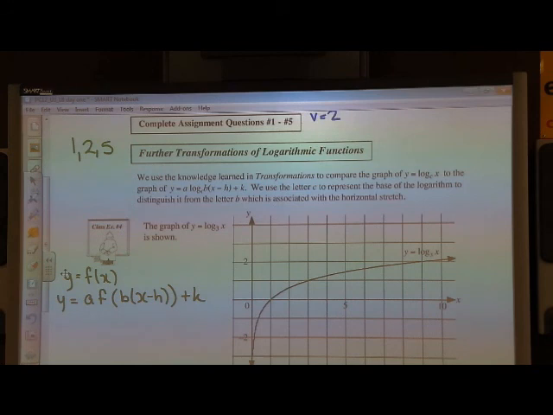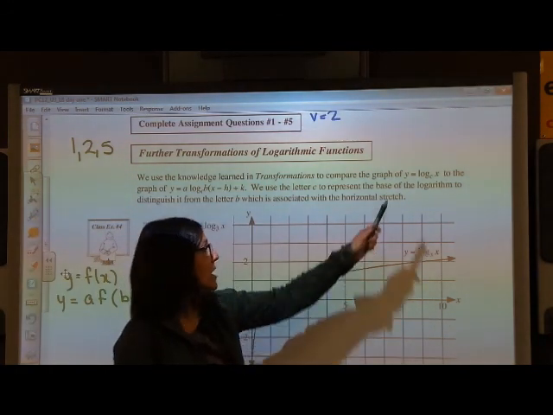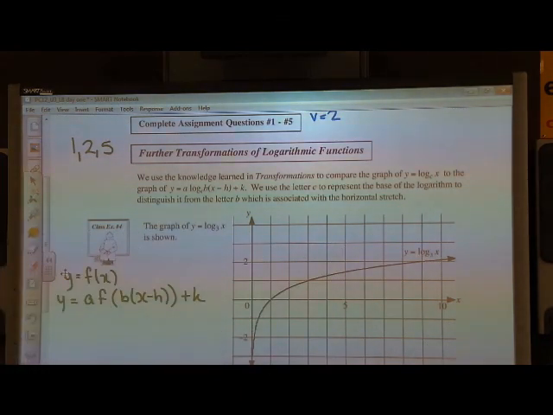So what we're going to do is use these letters A, B, H, and K on our log graph. But when we're talking about our log graph, because our base could be anything, we're going to use C to represent that base, just so that we don't get the base B confused with the horizontal stretch B. Okay?